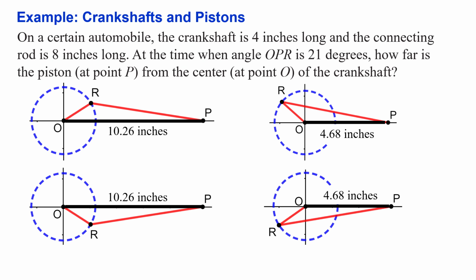Now physically speaking, we could have point R be in quadrant 4, which would produce the same distance for the piston as point R being in quadrant 1, and that was a length of 10.26 inches. And also note point R could be in quadrant 3, which again would be the same distance as for point R being in quadrant 2, and that was 4.68 inches.